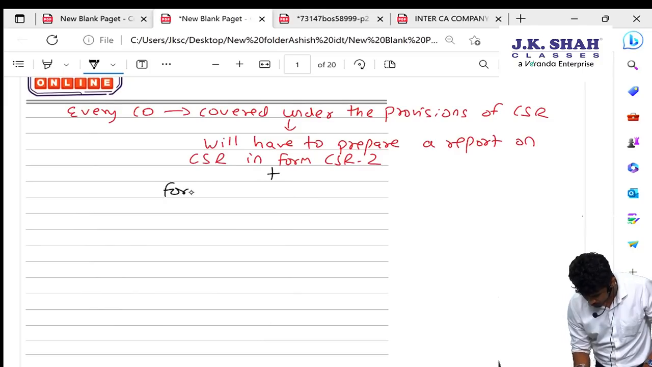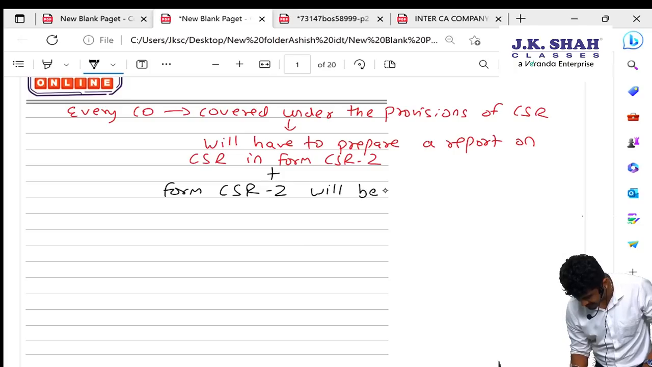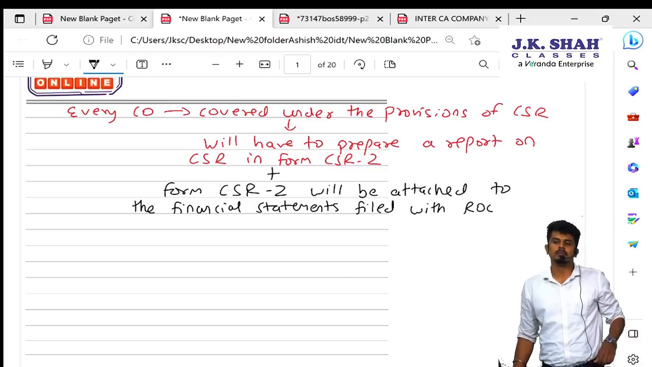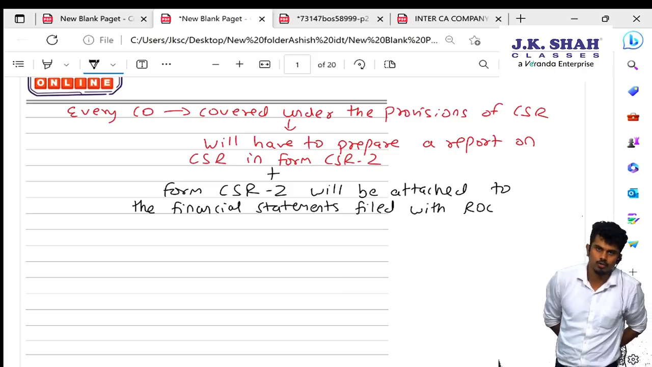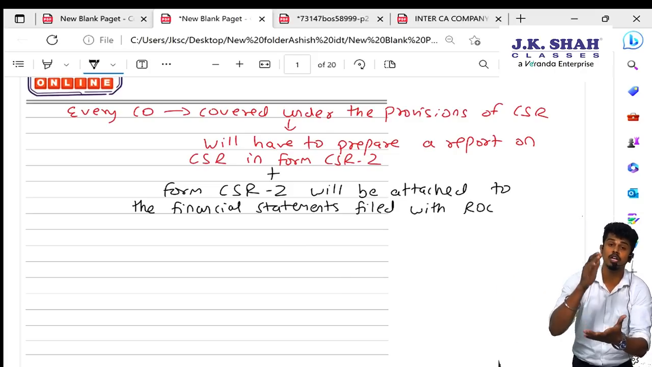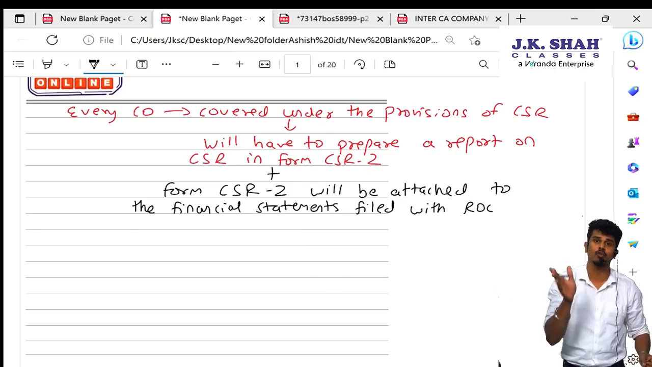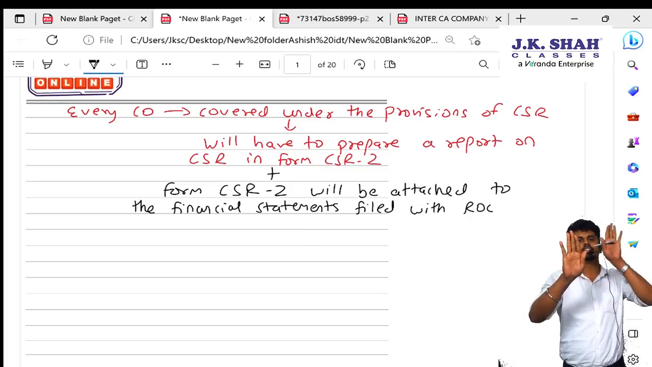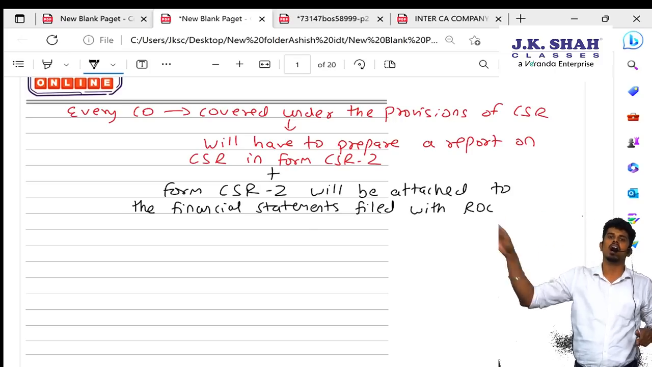And form CSR2 will be attached to the financial statements filed with ROC. So if a company is filing financial statement with whom? ROC. Then in that financial statement, one more report will be added called CSR report in form CSR2, and it will be submitted to ROC. So this statement and this report on CSR, both will be given to ROC.